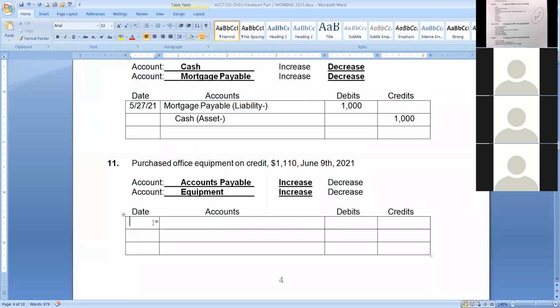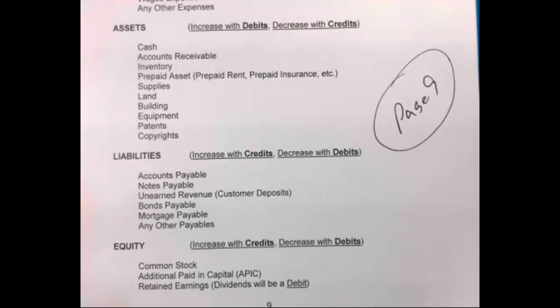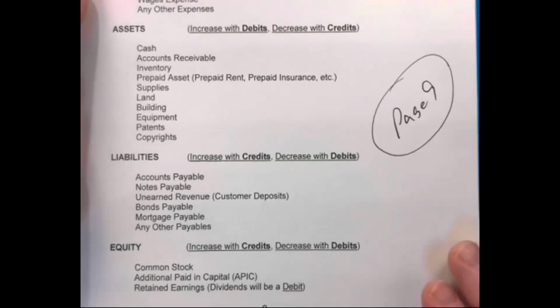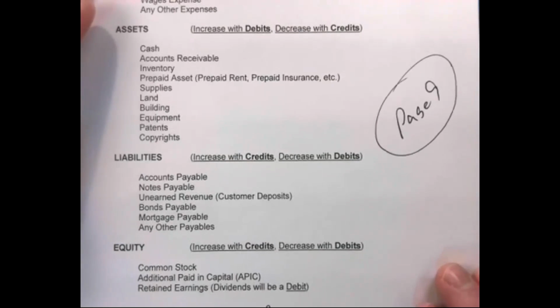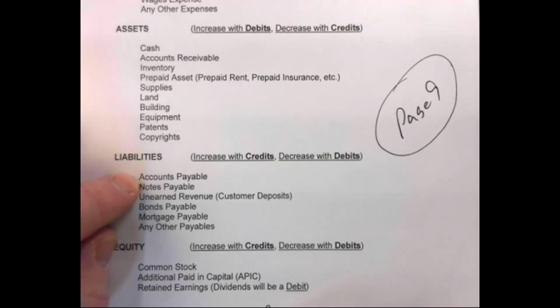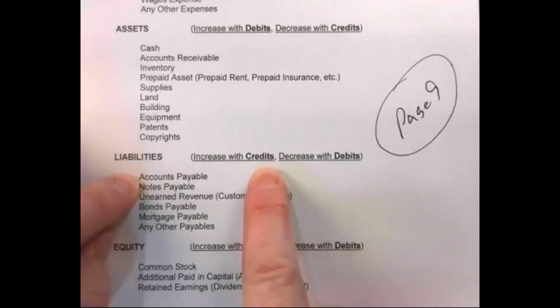So we have to figure out our debits and credits. I'm going to put the date in here. Okay, so let's go to our handy page 9 table. Accounts payable, it's increasing. So accounts payable will be the credit.